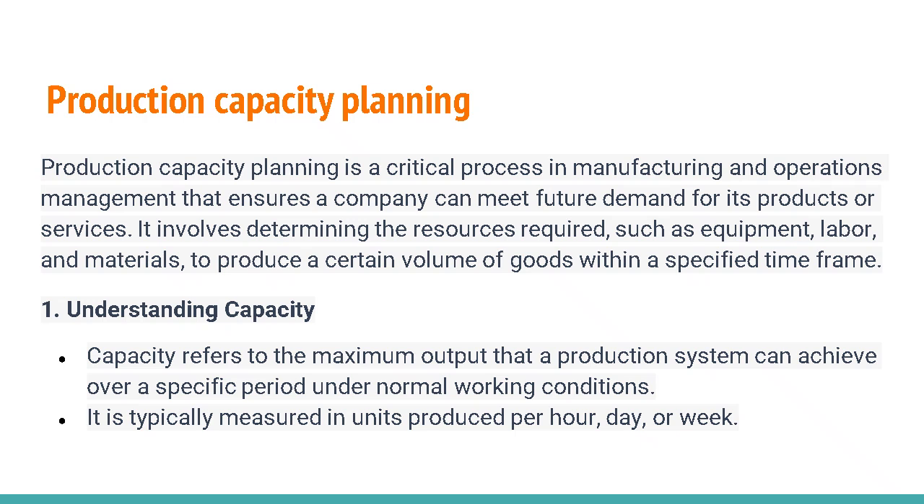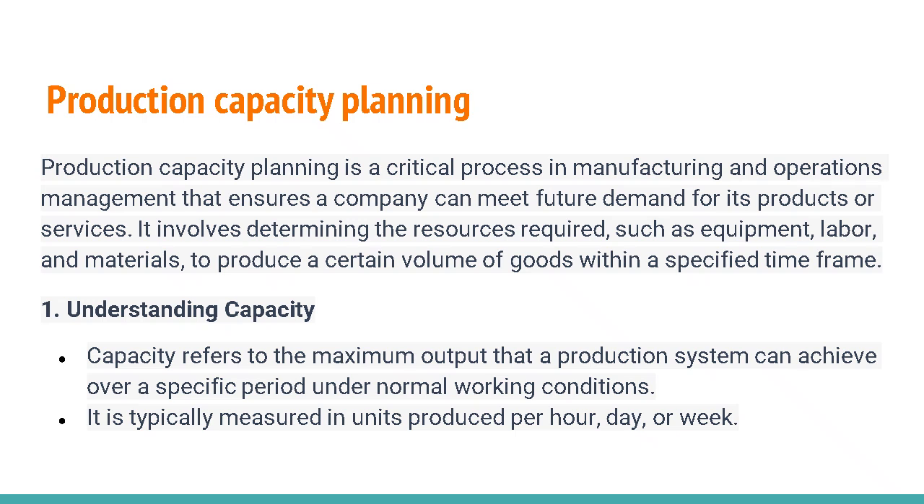So product capacity planning is a critical process in manufacturing and operations management that ensures the company can meet future demand for its products or services. It involves determining the resources and requirements, such as equipment, labor and material, to produce a certain volume of goods within a specific time frame.